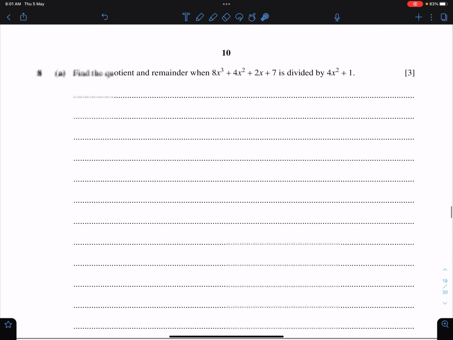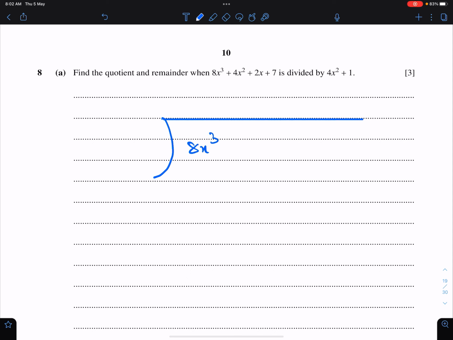Question number 8. This question is very simple. We just need to find quotient and remainder. So by using long division, we can easily do this. So 8x cube plus 4x square, 2x plus 7, 4x square plus 1. You all know how to do long division.